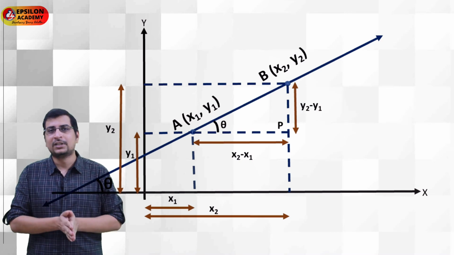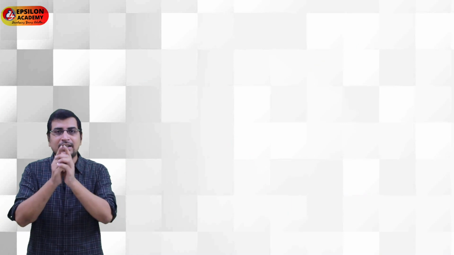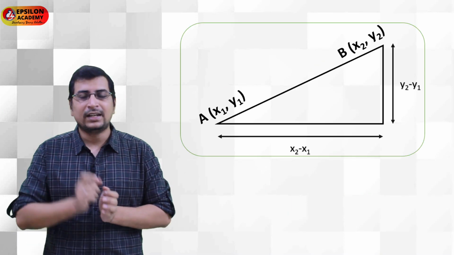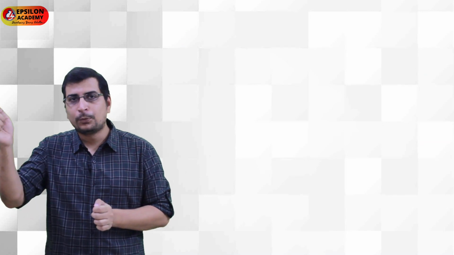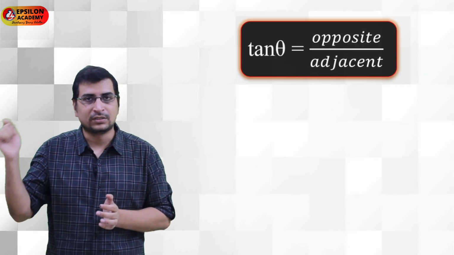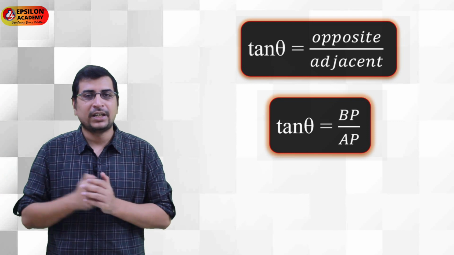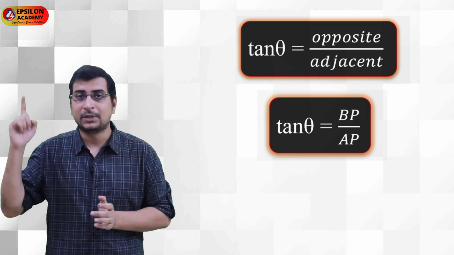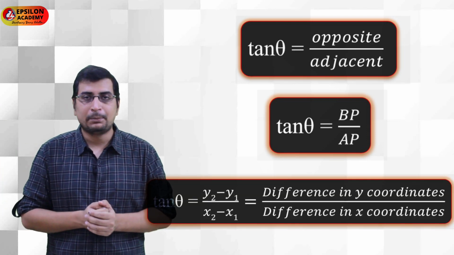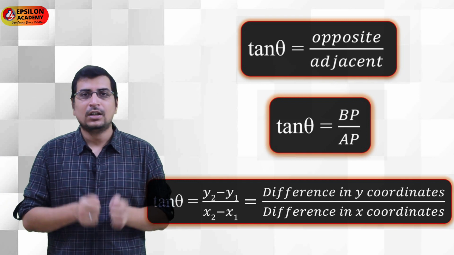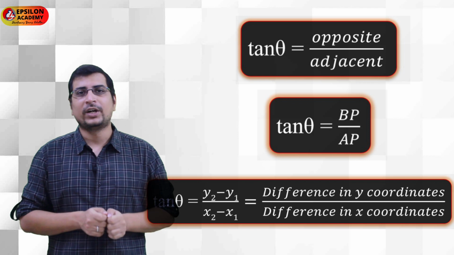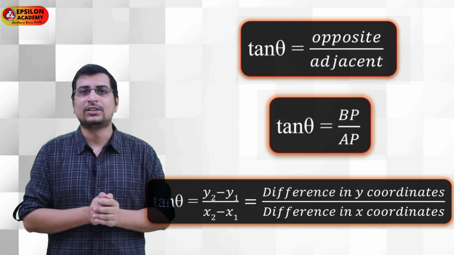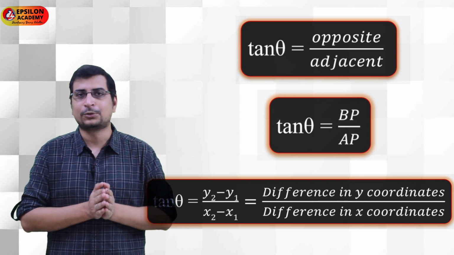Now, having this diagram in our mind, if I take the triangle APB and write the formula for tan theta, where tan theta is nothing but opposite divided by adjacent, which is nothing but BP divided by AP, but we know that BP is nothing but y2 minus y1 and AP is nothing but x2 minus x1. So this y2 minus y1 is what we call the difference in the y coordinates, and x2 minus x1 is what we call the difference in the x coordinates.